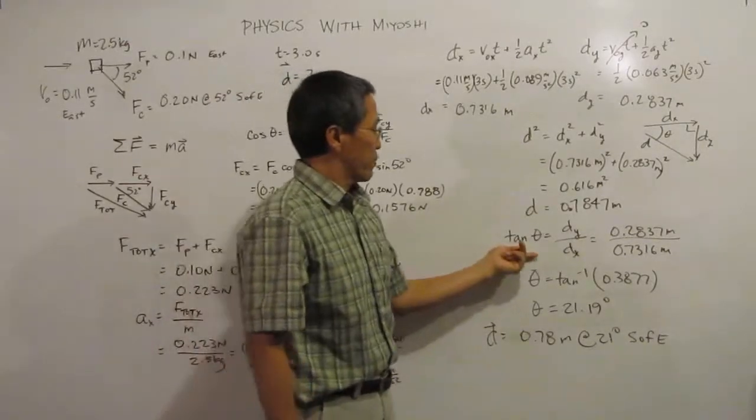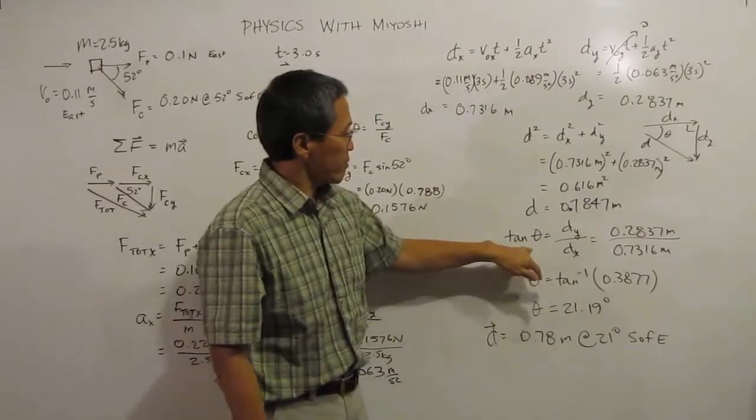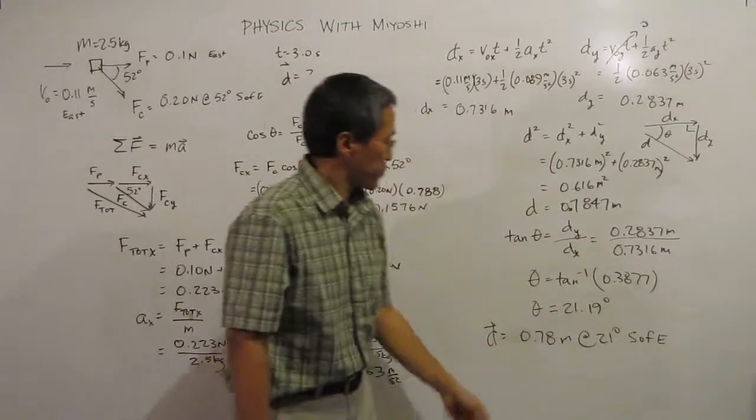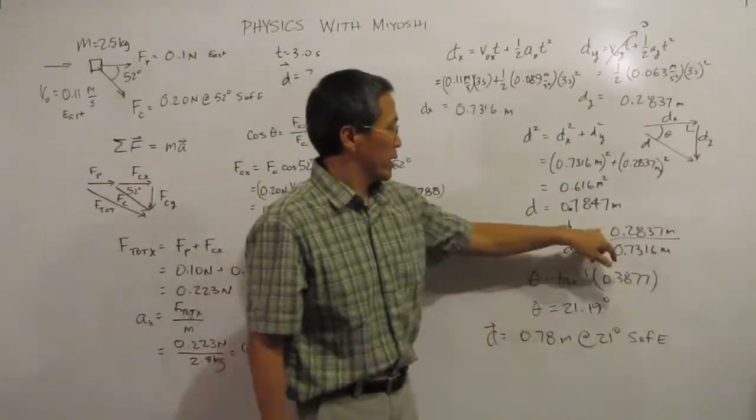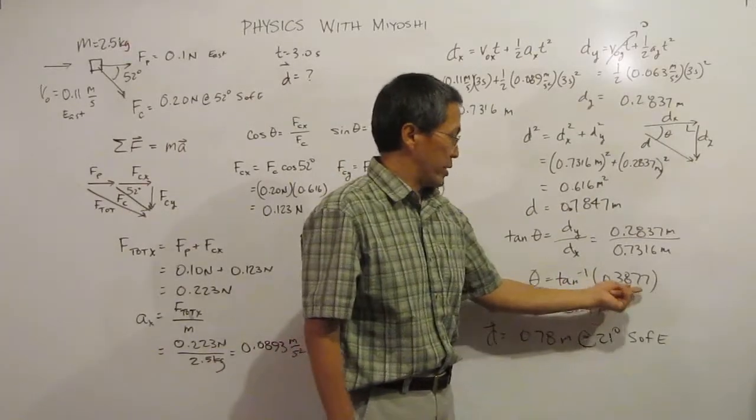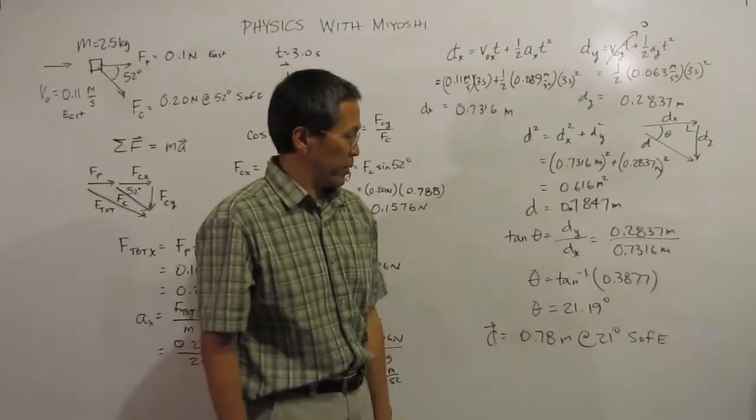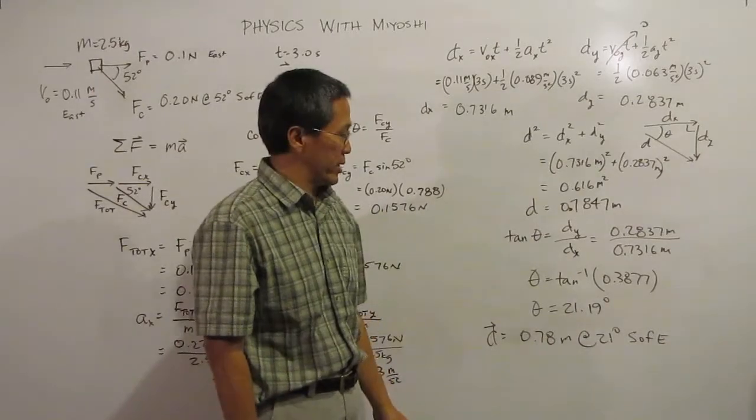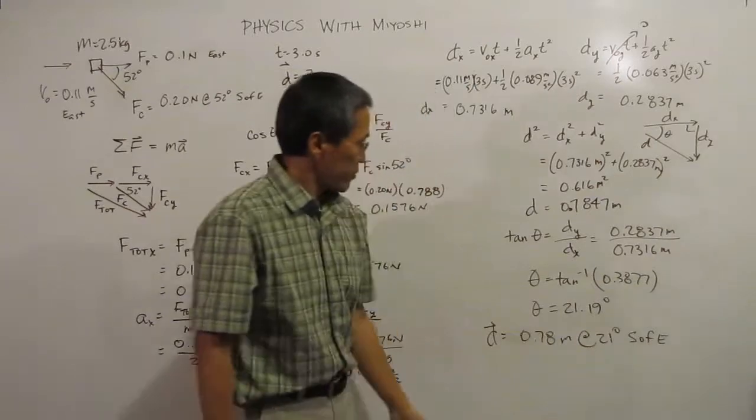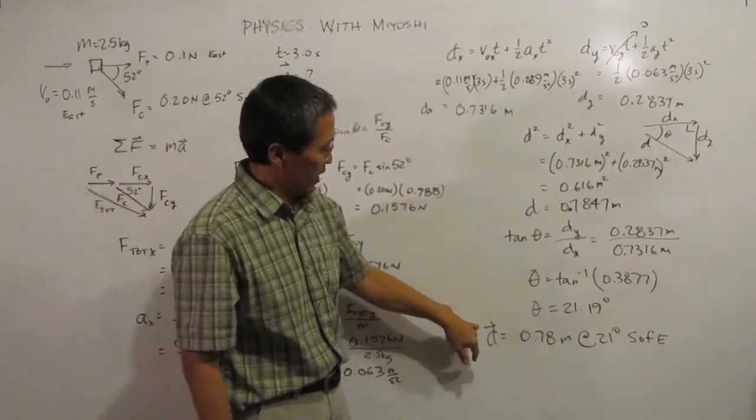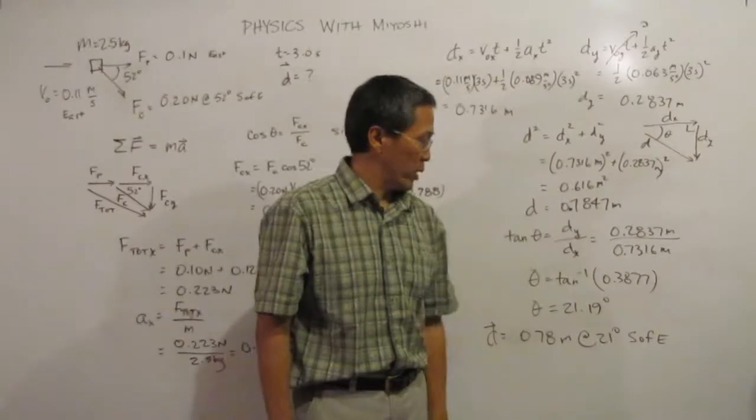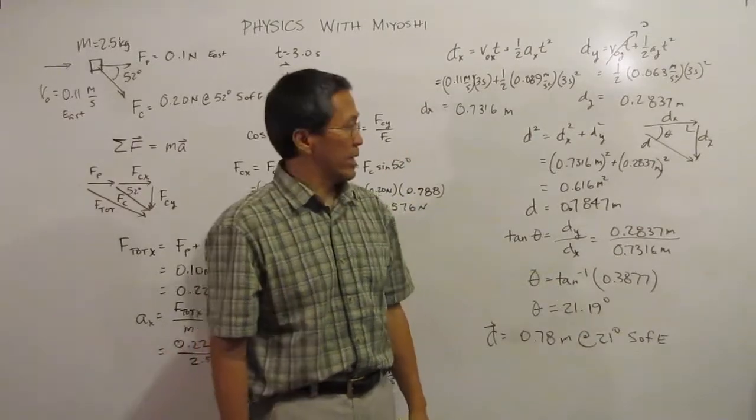Now I remember my little bit of trig, and my tangent is dy over dx, or opposite over adjacent. Plug those numbers in there, and so my theta is the arctangent of 0.3877. Theta ends up being 21.19 degrees, in this case south of east. So my total displacement, my vector d, is 0.78 meters at an angle of 21 degrees south of east.